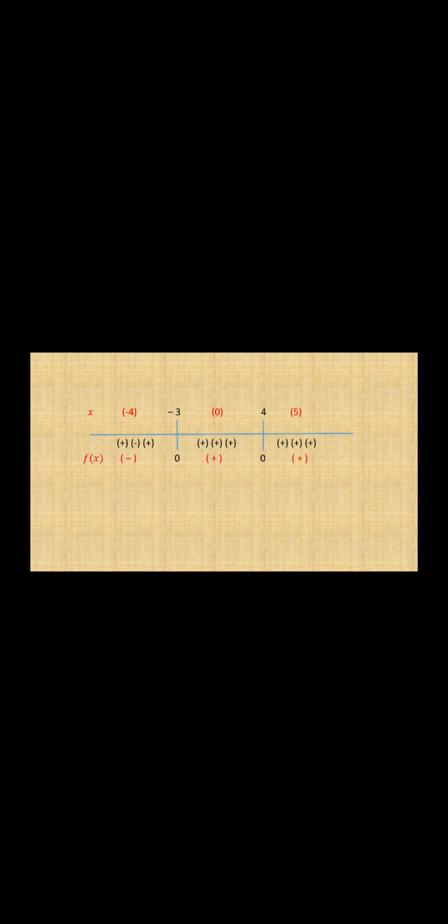And what about here? We have to check the values before negative 3 to check this interval. We choose negative 4 as an example of a value less than negative 3, and substitute it in our function. When we substitute, we can find, for example, f of negative 4, and only determine the sign. So it will be (negative 4 plus 3)(negative 4 squared plus 1)(negative 4 minus 4) all to the power of 2.